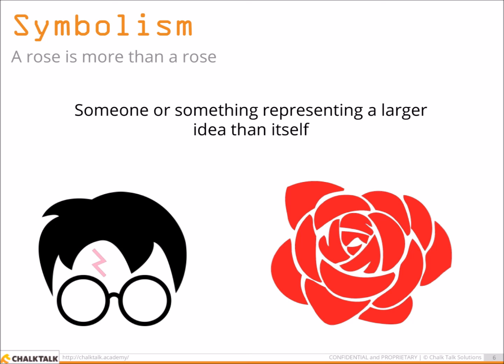Another example of symbolism comes from Shakespeare's play Romeo and Juliet. In the play, Juliet asks, "Would a rose by any other name smell as sweet?" She asks this when she finds out that her great love Romeo is a Montague, the arch enemies of her family, the Capulets.